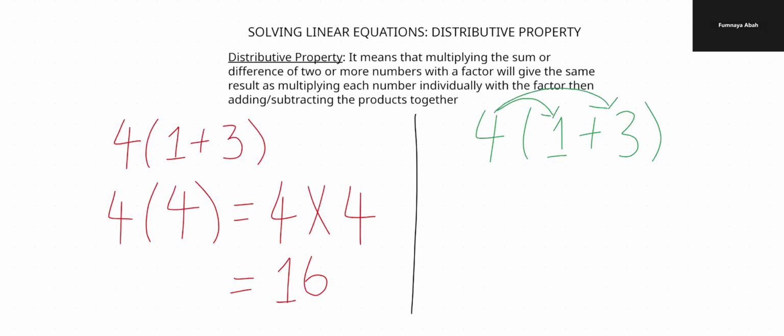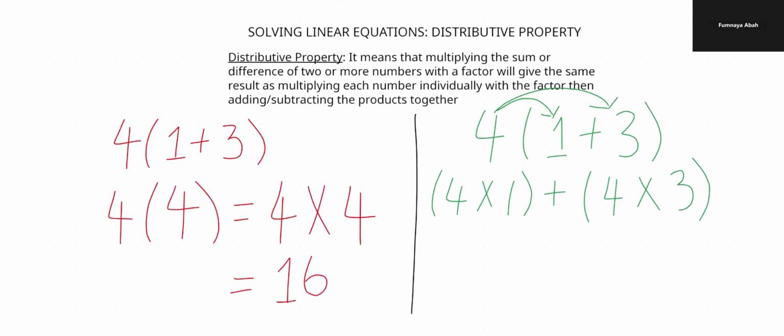So when that happens, we say 4 multiplies 1 first, so we can say 4 times 1, and then plus, and then 4 multiplies the second term 3, so we say in another parentheses 4 times 3. So this is what the distributive property entails. We can either take the sum of two terms and multiply by the number outside, or in this case, we can take each term individually and then multiply them. So now we have two products in parentheses.